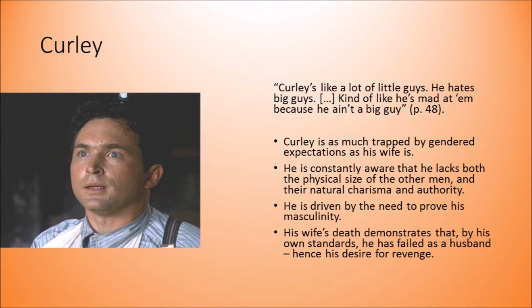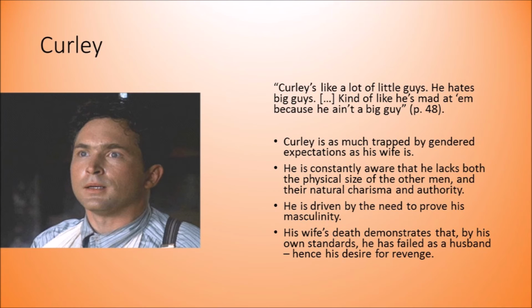Now, gender is not the only element in play here. There's also an element of social class. Curly is very aware that his authority on the ranch comes from his family connections, rather than the kind of natural charisma possessed by a character like Slim. But the end result is ultimately the same. He is driven by the need to prove himself, prove his authority, prove his masculinity.